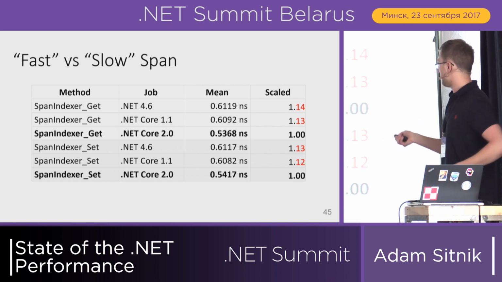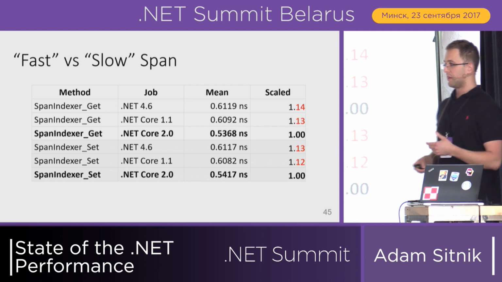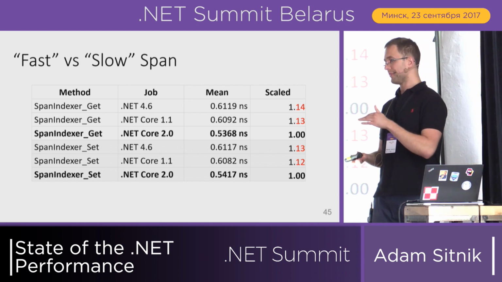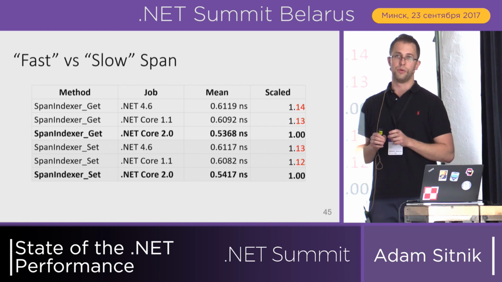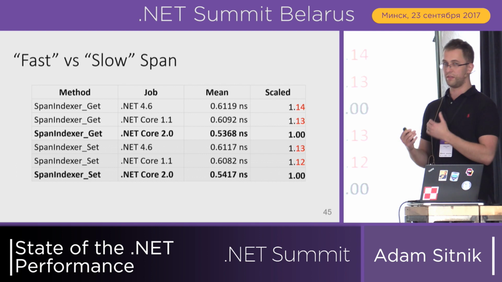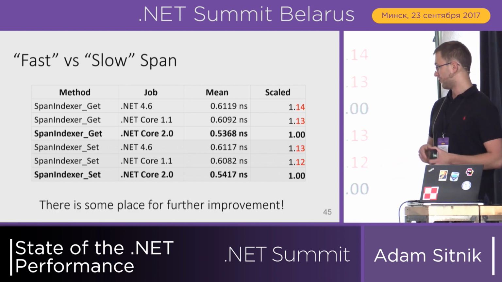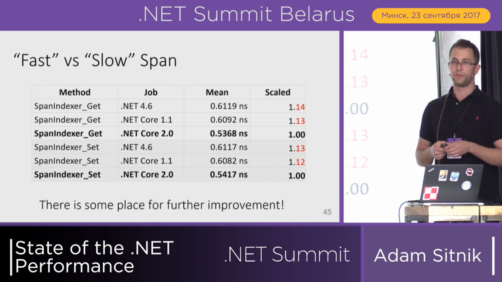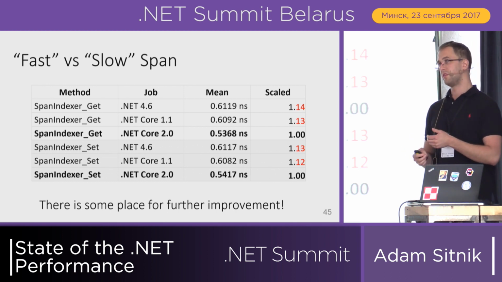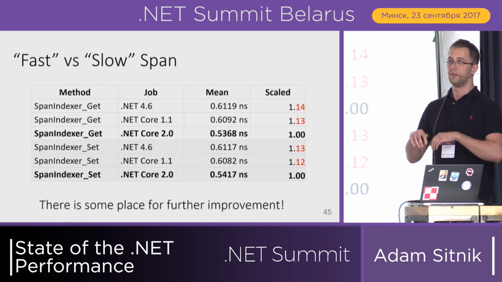So as you can see, I have measured .NET 4.6, Core 1.1, and Core 2. And the difference is from 12 to 14%. So I would say that it means that the slow span is not that slow. And you don't need to worry about this if you would like to use span with existing runtimes. But as pointed out to me by Krzysztof Cwalina from Microsoft, there is a place for further improvement. So in the future, the guys from the JIT team might introduce some magic tricks, and the fast span will be much faster.